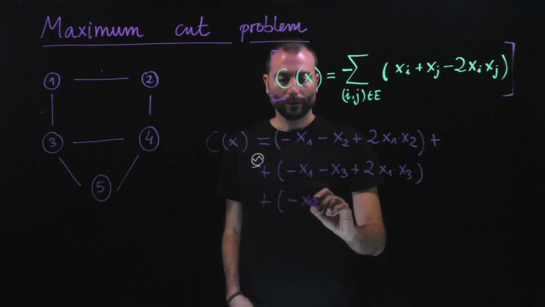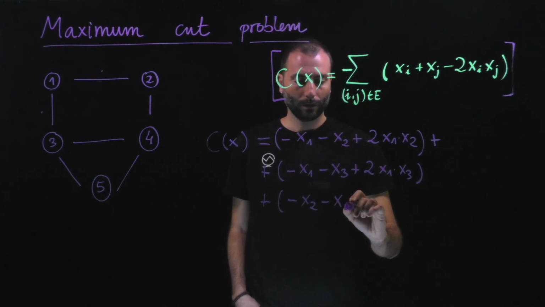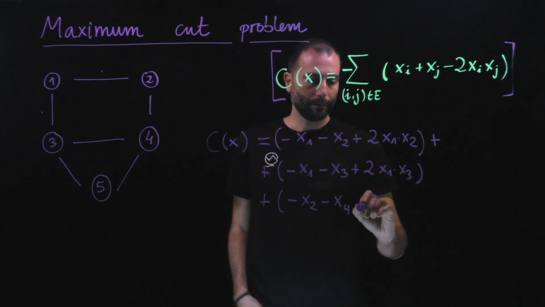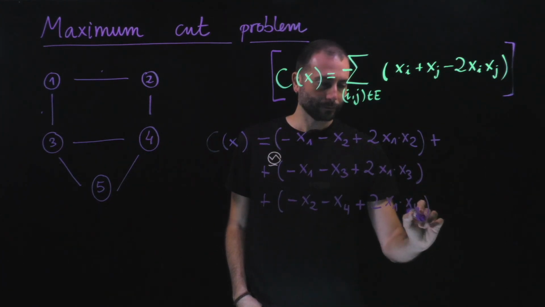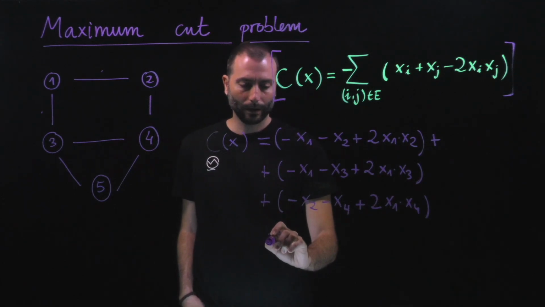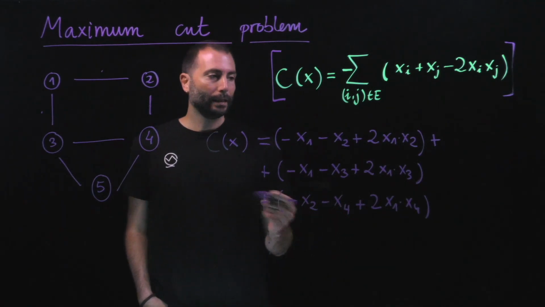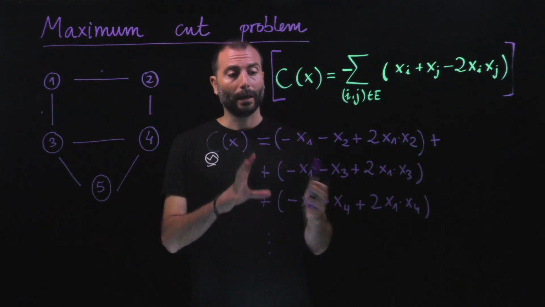So minus x2 minus x4 minus plus twice x1 times x4. And we will do this for all the edges. Okay, for all the edges. And at the end, the only thing that we'll have to do is just to group terms.